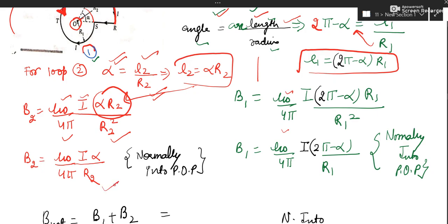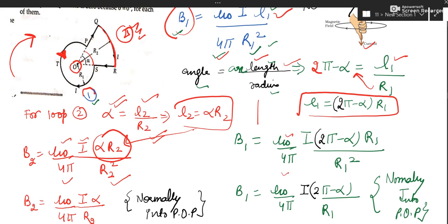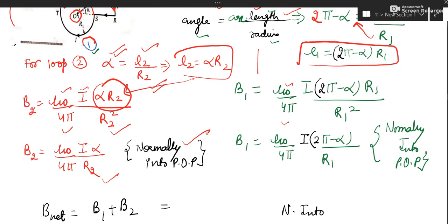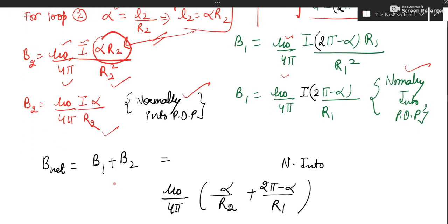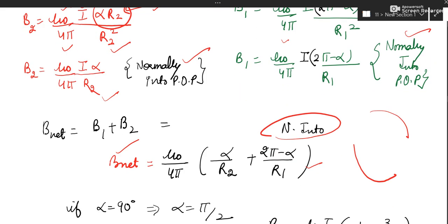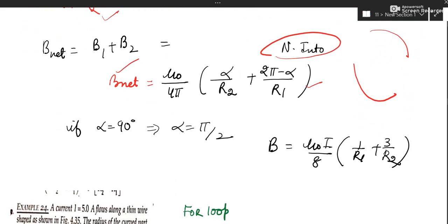Coming to the direction, which is to be told immediately. Keep the curls of your right hand like this, so it is downward. So it is normally into the plane. This was also normally into. So you will add up both. Take LCM. This is B net, the magnetic field at O due to this portion and this portion. The net direction has to be told: normally into the plane of paper.